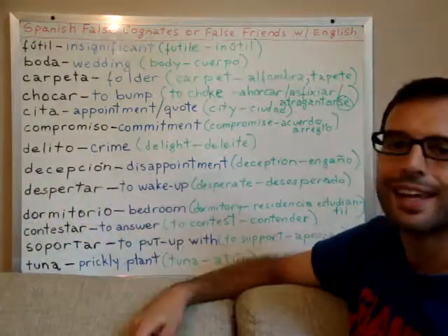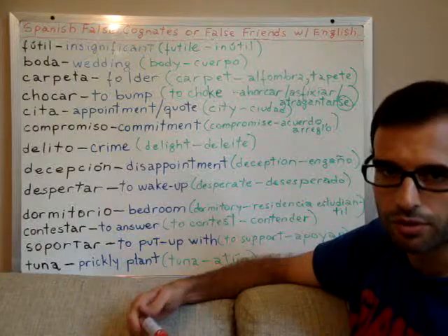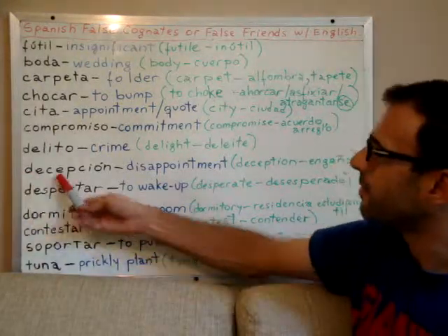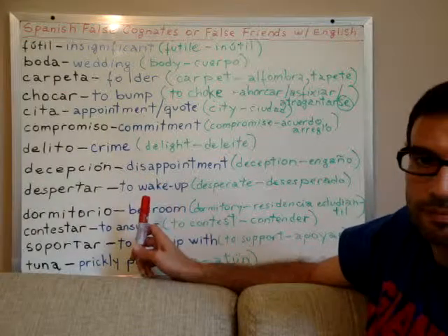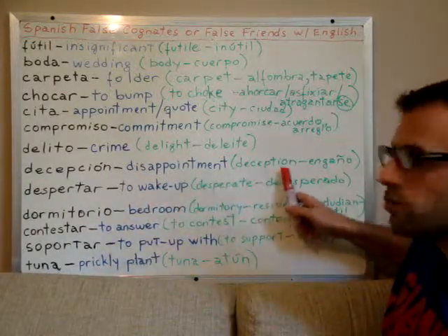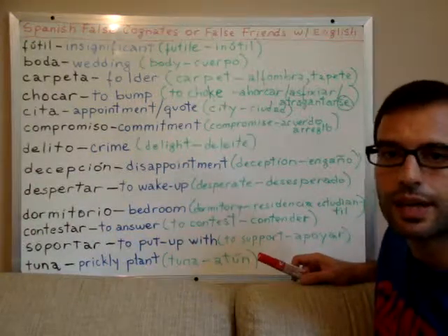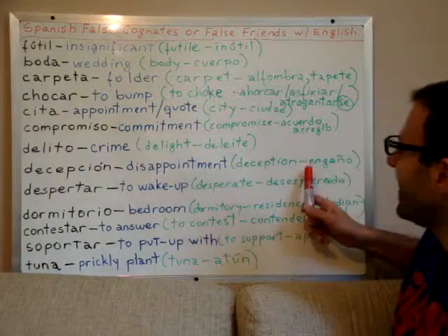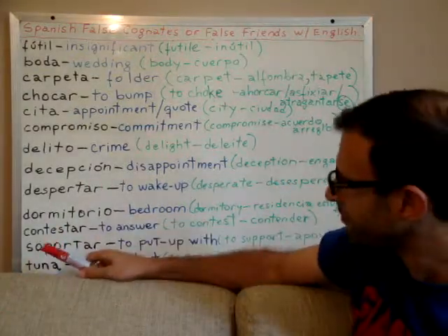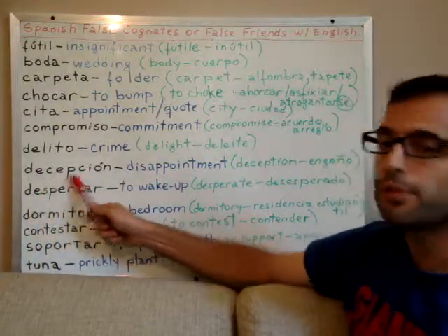Decepción. Decepción does not mean deception. Decepción means disappointment. Deception actually means engaño in Spanish, right? Engaño is deception. To deceive somebody is engañar. And to disappoint somebody is decepcionar.